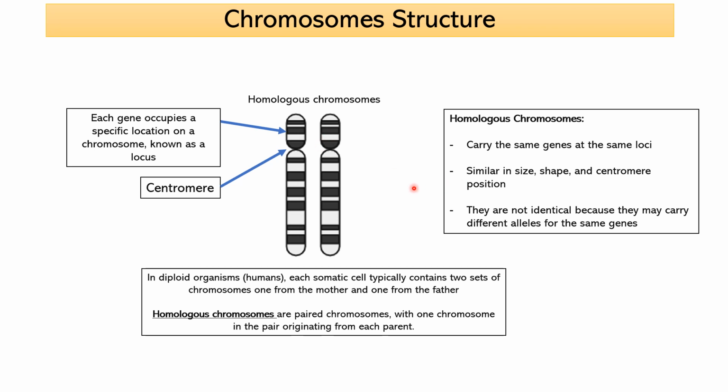Then also they are found in similar sizes, similar shapes, and the positions of the centromeres are going to be the same. However, homologous chromosomes are not identical chromosomes, and that's again because they might carry genes of different versions, so they might have different alleles. We will do a future video on that, explaining what alleles are and how a single gene can have different alleles. And that's in general the main structure of homologous chromosomes.